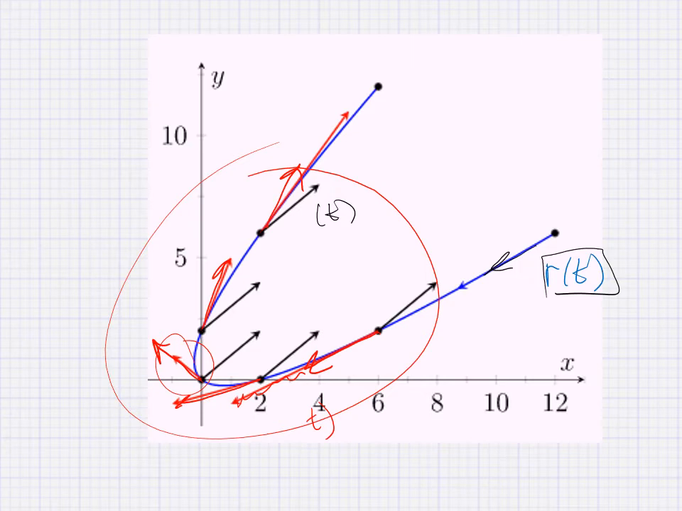But key things: the velocity always points in the direction that you're traveling. The magnitude of velocity tells you the speed, and acceleration always points in the direction in which you are turning. Okay, so all this acceleration is all going in this direction. All right.